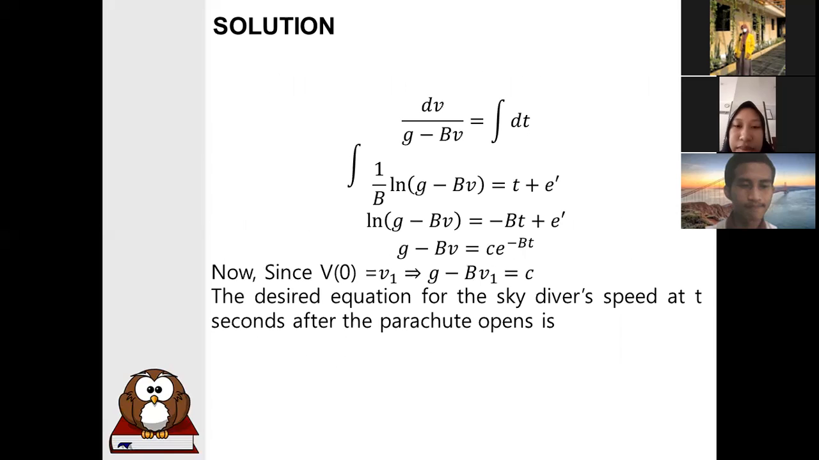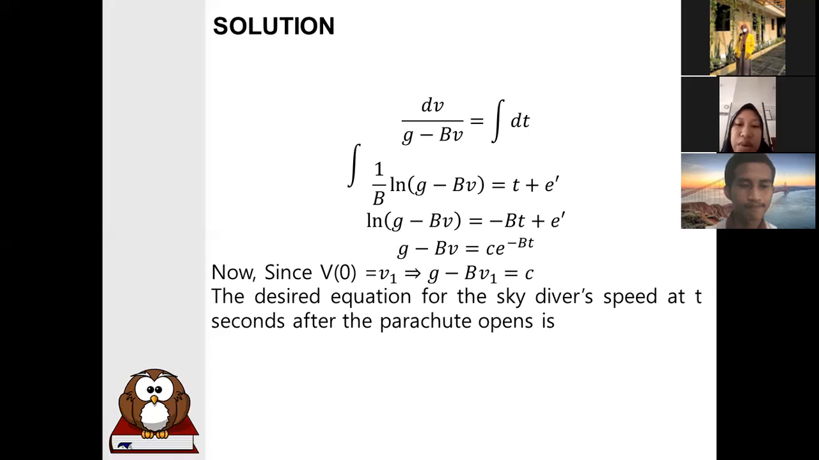Next. The integral of dv over g minus bv equals the integral of dt. So 1 over b ln of g minus bv equals t plus c prime. ln of g minus bv equals minus b times t plus c prime. So we get g minus bv equals c times e to the power minus bt. Now, since v0 equals v1, we get g minus b v1 equals c.